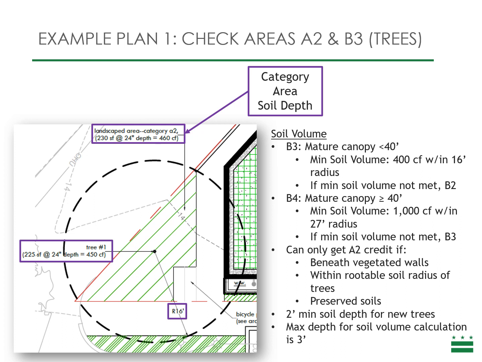For A2 credit, you can only claim it if it is beneath vegetated wall, within a rootable soil volume of a tree, or as preserved soils. There is a minimum of 2 feet soil depth and a maximum of 3 feet for calculations.